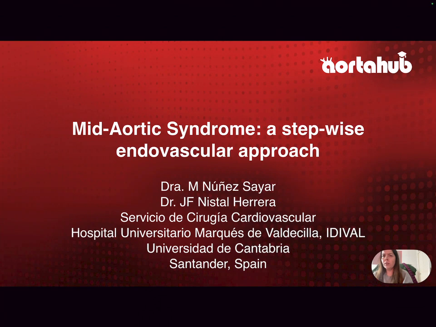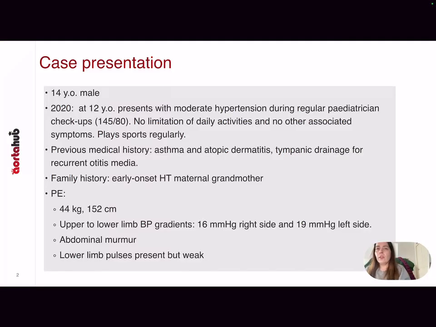I'm a fourth-year resident in cardiovascular surgery at the University Hospital Marqués de Valdecilla in Santander, Spain. We wanted to present to you today our endovascular approach for treatment of a patient with the diagnosis of mid-aortic syndrome.